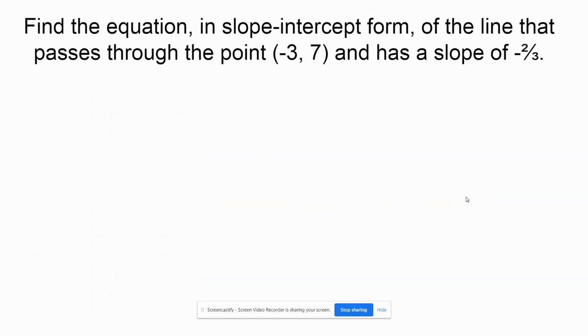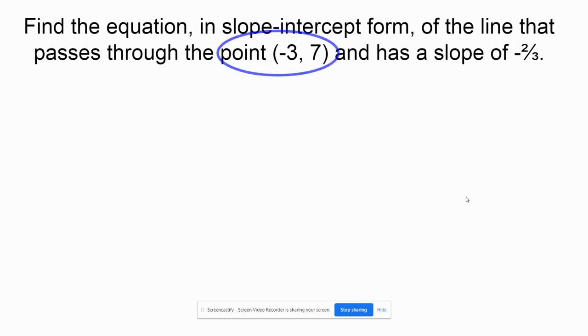Now this last example is what I might do if I know the slope, or I'm given a graph where I can find the slope, but I have another point that's not the y-intercept. So if I have a graph that does not have a whole number y-intercept value, this is the example I would follow.